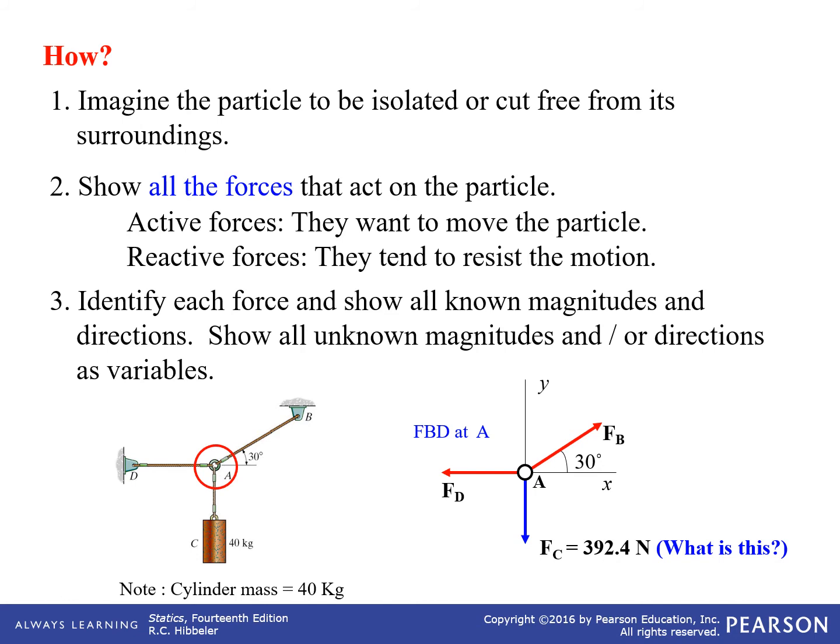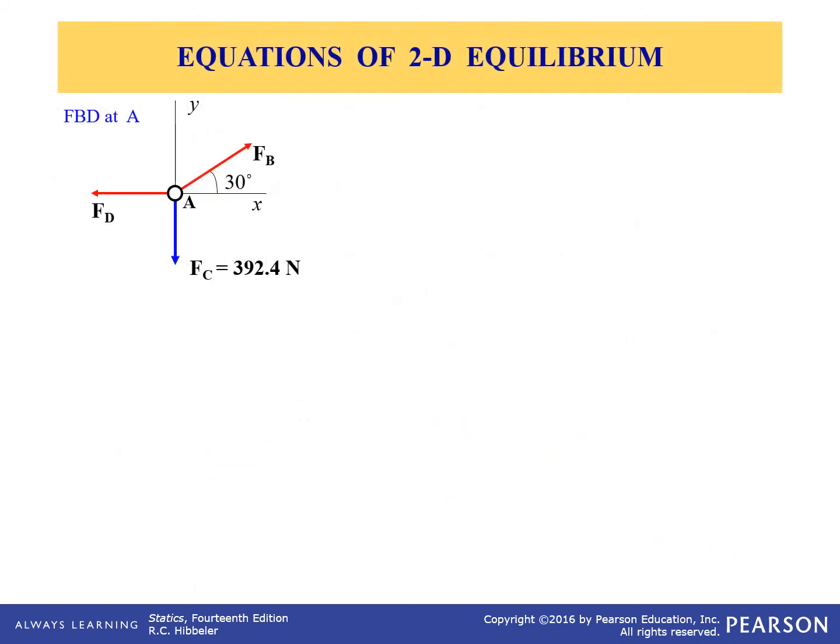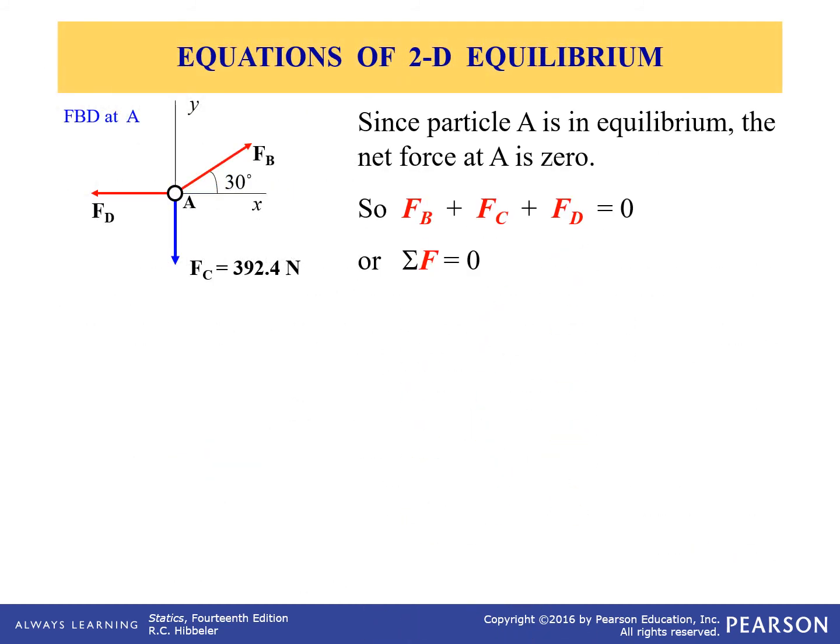And they ask, what's this? The 392.4 newtons. Remember, we need to have weights, which is mass times gravity. So they took the 40 kilograms multiplied by the constant 9.81 meters per square second and got 392.4 newtons pulling down. So now with this problem, what we could do is solve for the tensions in the two cables that are there. So there's our drawing again.